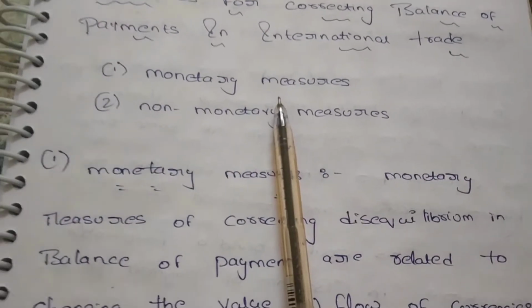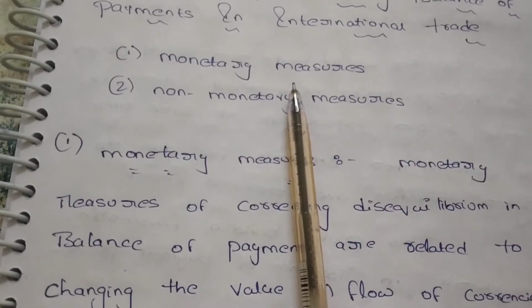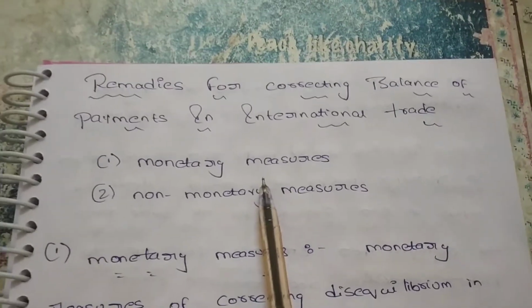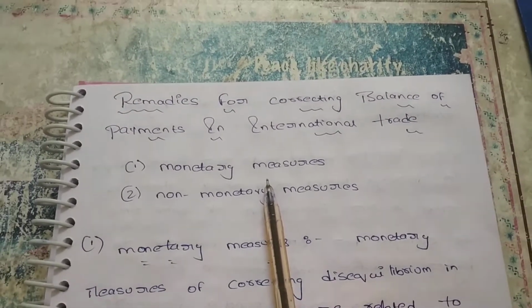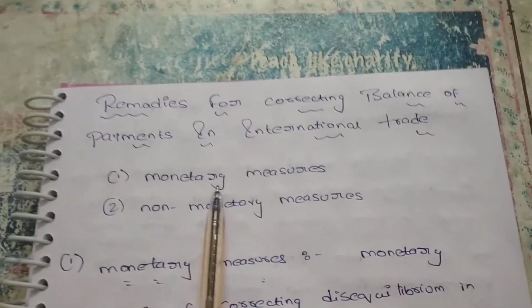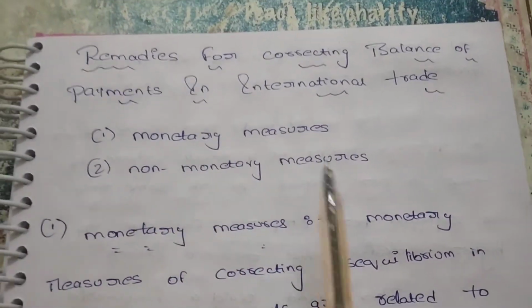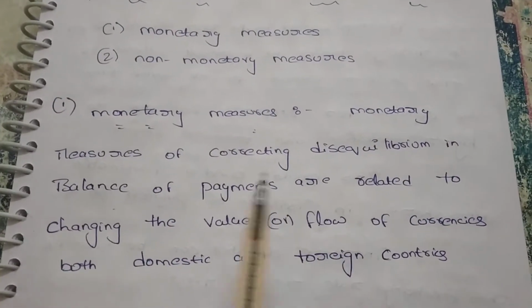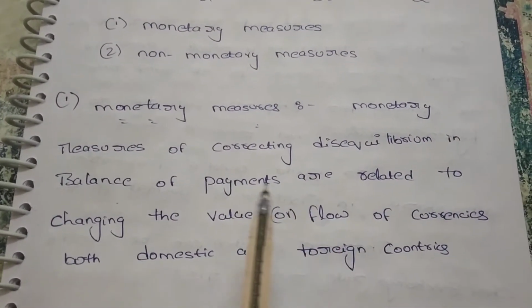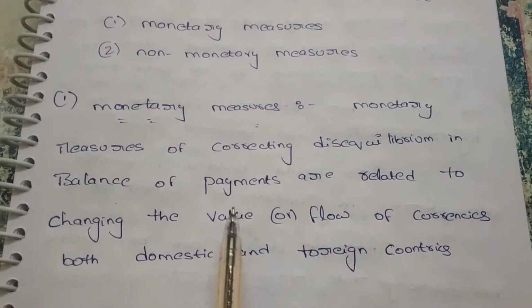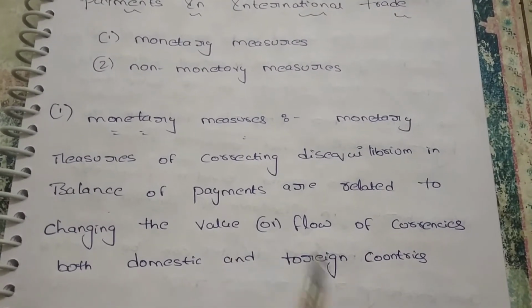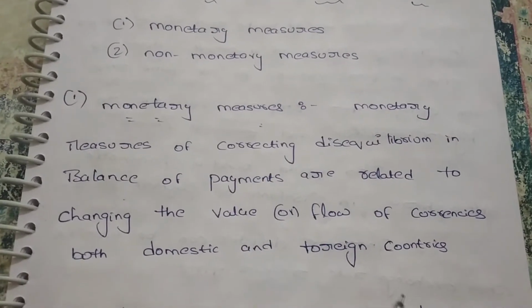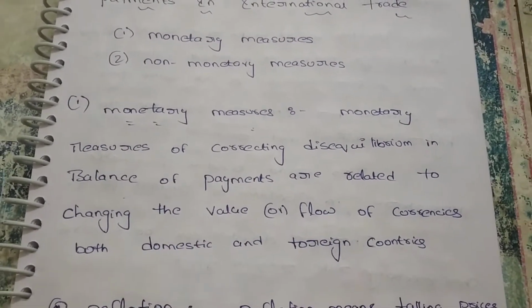So in the previous lecture we discussed the causes for disequilibrium. Today we are learning measures for correcting disequilibrium into equilibrium. There are two types of measures: monetary measures and non-monetary measures. Monetary measures of correcting disequilibrium in balance of payments are related to changing the value. Monetary means there is a money transaction, changing the value or flow of currency.